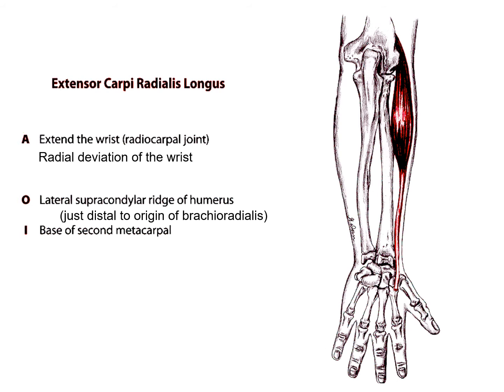The extensor carpi radialis longus acts to extend the wrist when used with the other two wrist extensors, and deviates the wrist to the radial or thumb side of the wrist when acting alone. It originates on the lateral supracondylar ridge of the humerus at the distal or far end of the humerus on the lateral or radial side, and inserts on the base of the second metacarpal of the hand.